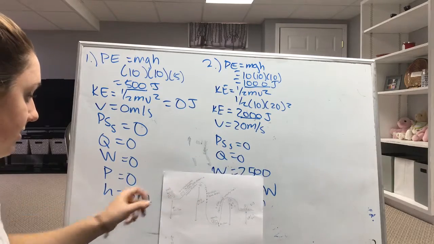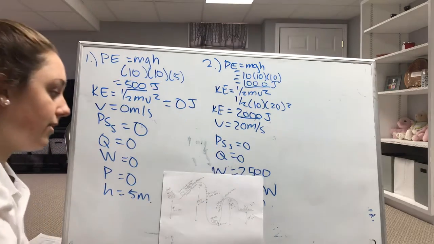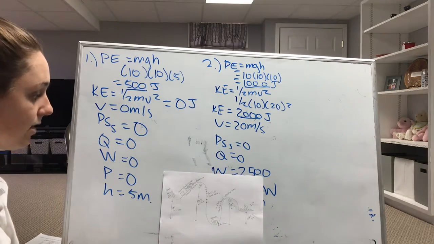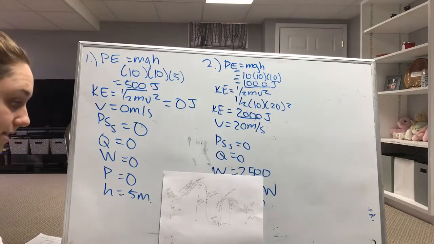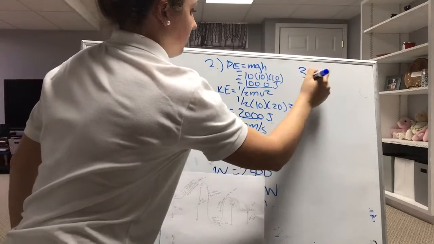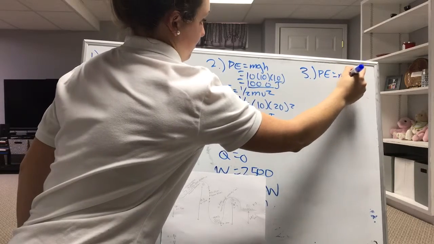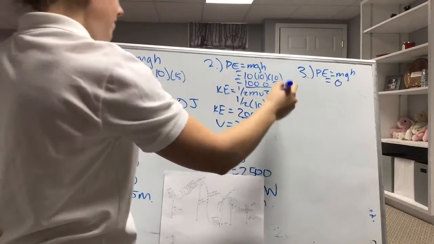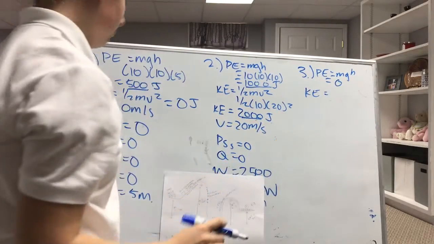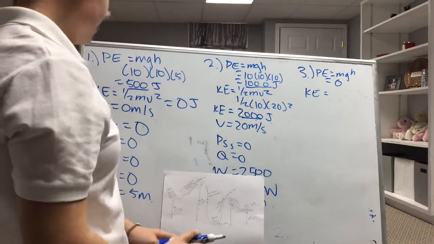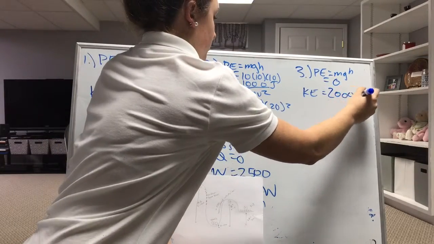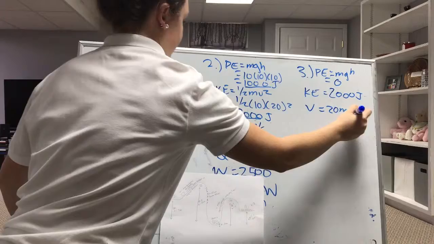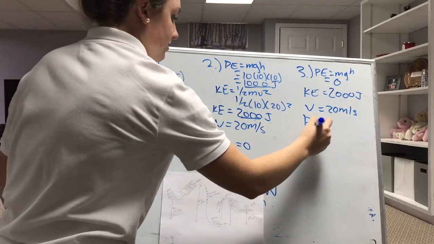Now, let's move on to position 3. From 2 to 3, we are going downhill. Friction is applied, and the time is going to be 10 seconds. We are still at 20 meters per second for velocity at a height of 0. So, in order to find potential energy, mass times acceleration due to gravity times height, we have no height, so therefore it's 0. Kinetic energy, we're still going to use 1/2 mv squared, and it's still going to be equal to 2,000 joules. Velocity is still at 20 meters per second. Potential energy of the spring we do not have.